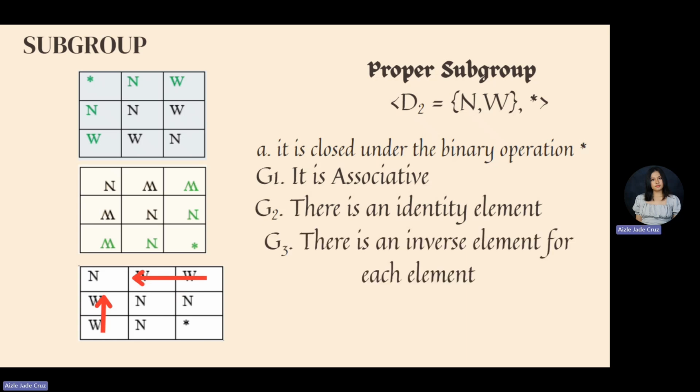G sub 3, there's an inverse element for each element, which are N inverse is equal to N, W inverse is equal to W. Therefore, G sub 2, consisting of the elements N and W, under the binary operation star is a subgroup because it satisfies all the conditions by being a group.